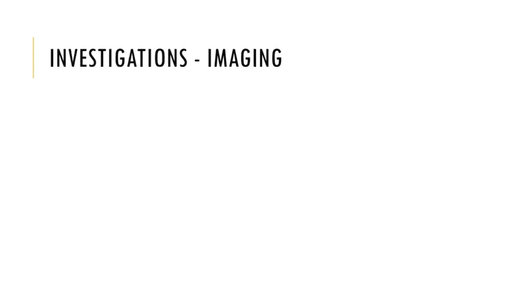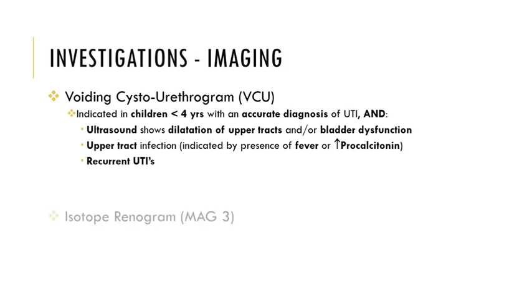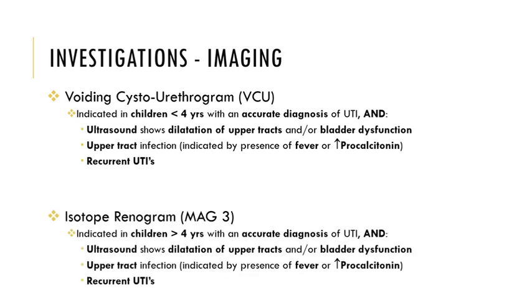In addition to the ultrasound, there will be a few patients that will need further imaging. So in these patients, your two options are a micturating cystourethrogram or isotope renogram, a MAG3 scan. The indications for these are patients who have recurrent urinary tract infections, as we need to exclude reflux. If your ultrasound shows dilatation of your upper tracts, or you have bladder dysfunction, and if you had upper tract involvement. The choice of the two is basically based on the child's age.